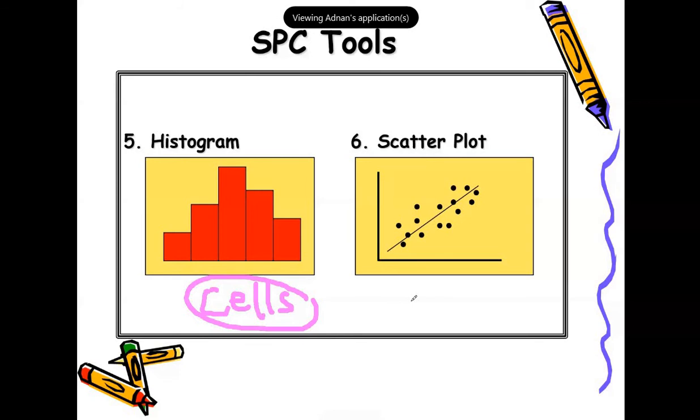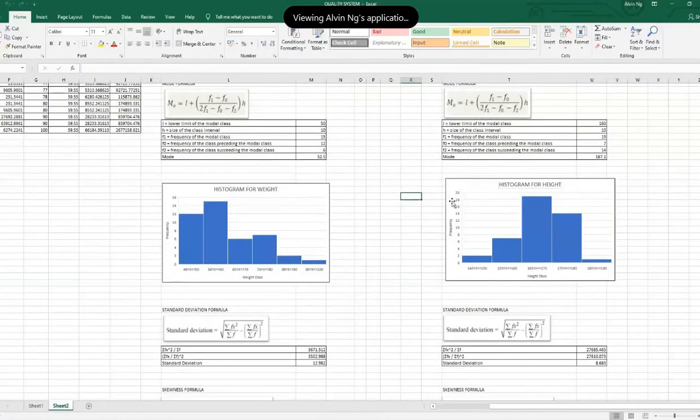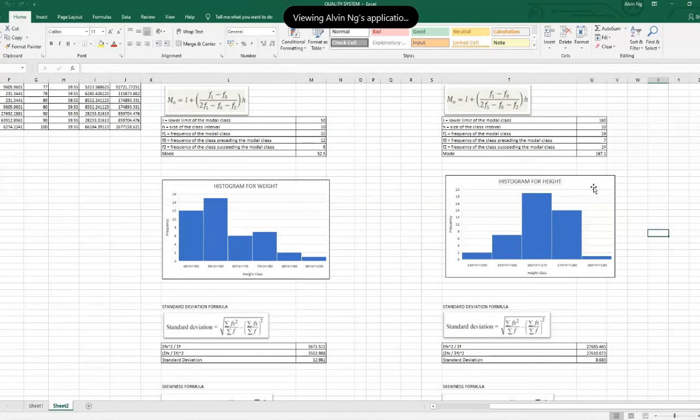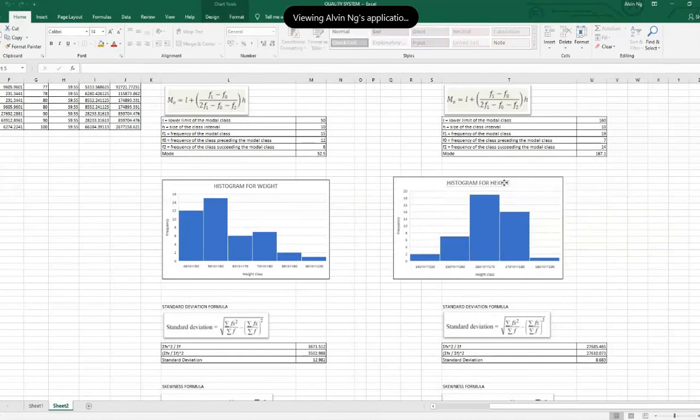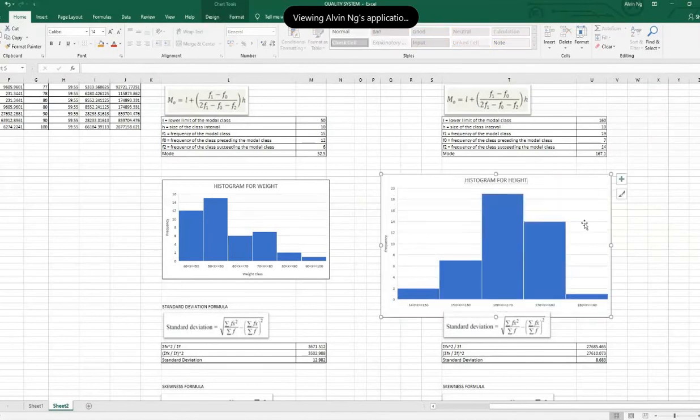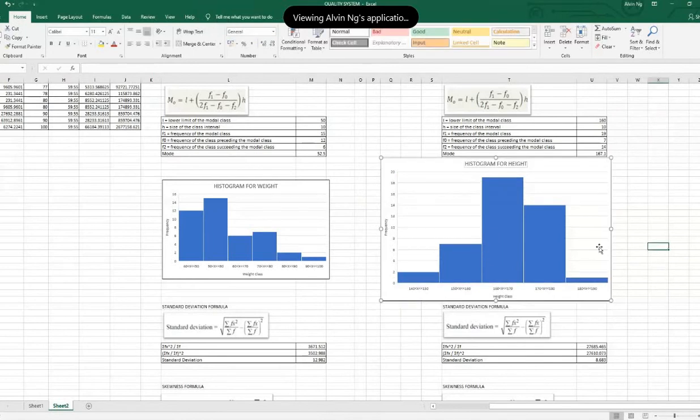Do you have it on your computer? Yes. Okay, can you share with us? That will be easier for us to comment. How to share? You just go to, there is a button share there. Okay, good. This is for the height. And 5 cells for this one.